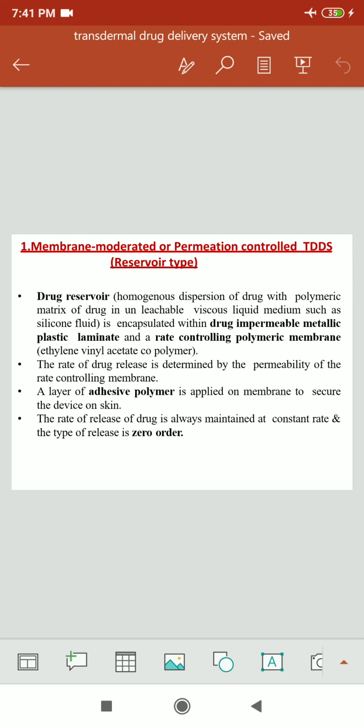In short, the drug is reserved in the polymeric matrix, which is covered with the impermeable metallic plastic, and also covered by the rate controlling membrane. The rate of drug release is determined by the permeability of the rate controlling membrane. A layer of adhesive polymer is applied to the membrane to secure the device on the skin. Here the adhesive polymer gives adherence between skin and patch. Release is zero order.